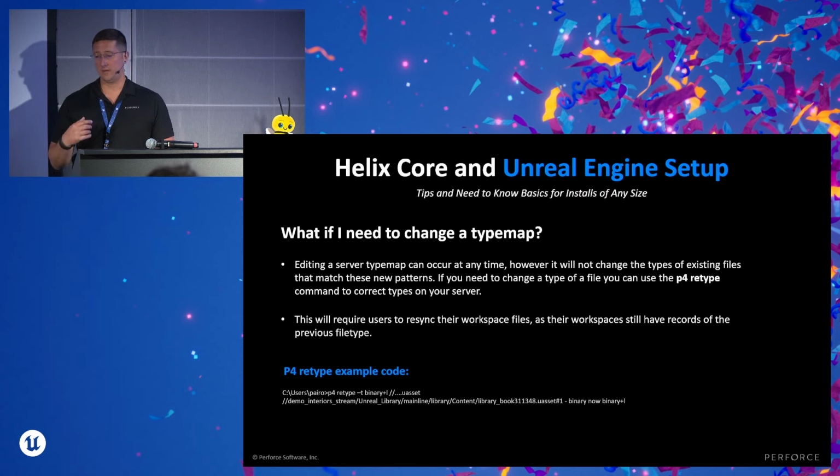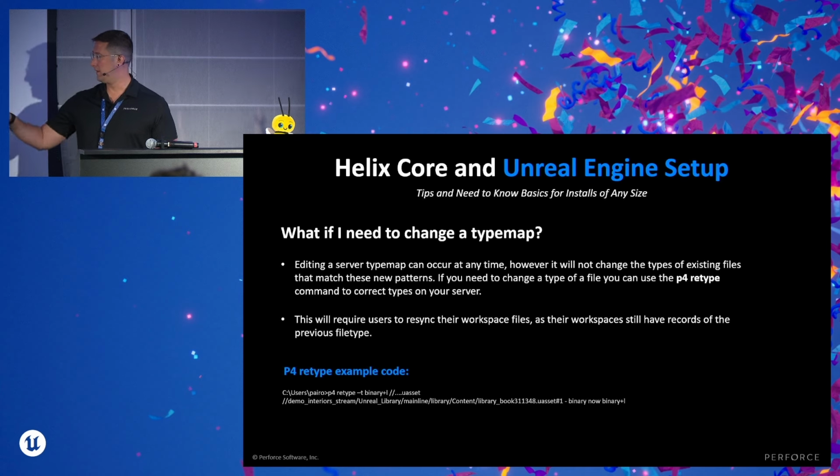You can use the P4 retype command in a command line to fix any file types that you need to on the server. At the bottom there, we've just got a quick example where I retyped any EU asset I had on my local server into a binary plus L, and you'll see that the final output just says it was binary, now it's binary plus L.